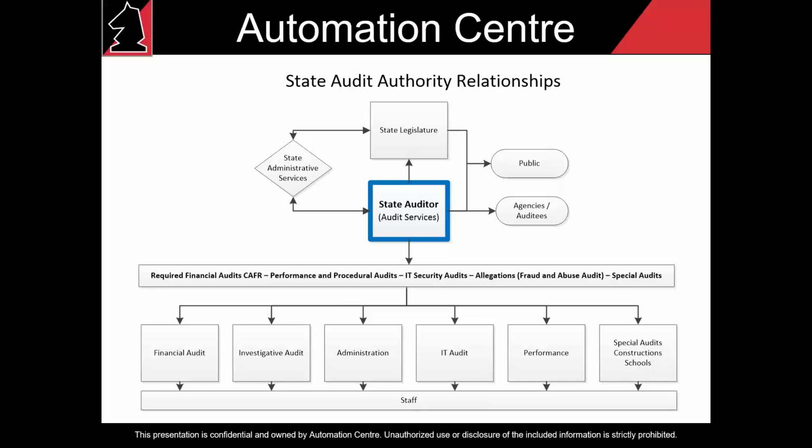A typical audit organization is organized into departments. They have a department for the audit types: financial, investigative, administrative, IT, performance, and special audits. These organizations work with agencies and auditees to produce the audits that are reported to the public and the legislature.